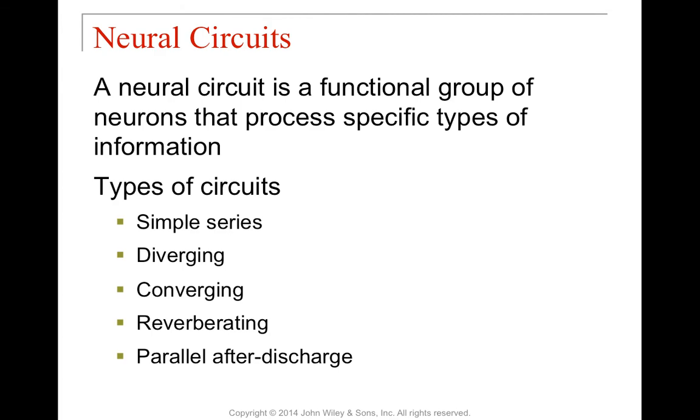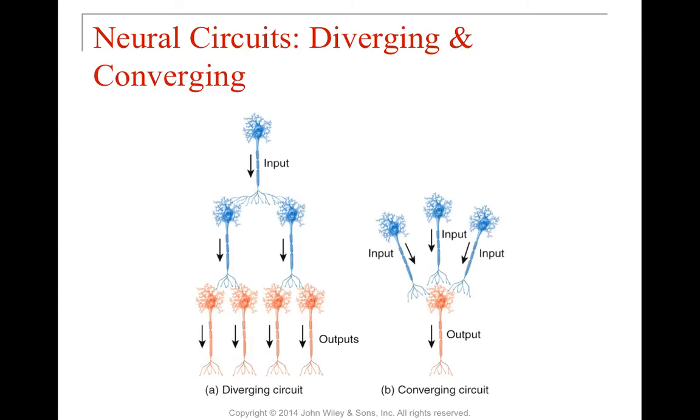Okay, so what's a neural circuit? So we just talked about one neuron passing information to another, or multiple neurons passing information on, but the entire pathway involves many different neurons, and they're all going to process information in a different way for a particular purpose. So we have several different types of circuits, including a simple series, a diverging series, a converging series, reverberating, and parallel after discharge.